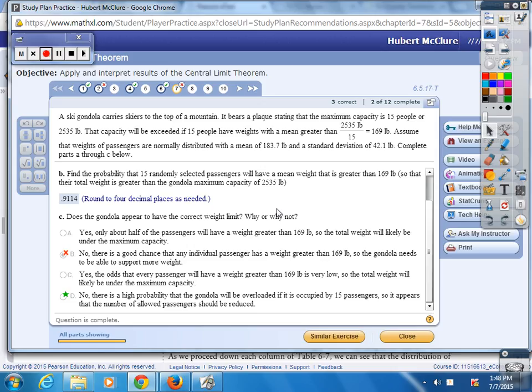Suppose there's a chance, so the gondola needs to be able to support more weight. Okay, they're saying, what's cheaper? We're not getting a new one. In other words, they're not getting a new one. Okay, that's it. Now, is it wrong, or is it less feasible? It's less feasible. It's not wrong.